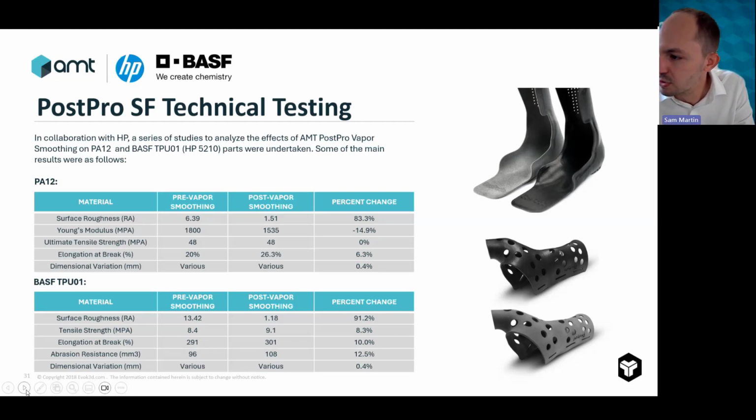On the right hand side, you can see a couple of examples of these parts. So you've got the grey part or the greyer part, and then the black part. So nothing was done apart from vapor smoothing, and that black color is the inherent color of the additive that HP use for this printing. Next slide, please.